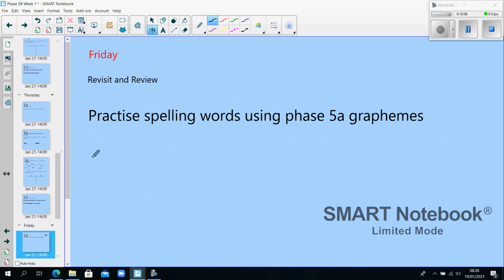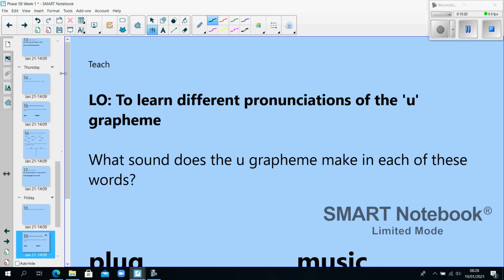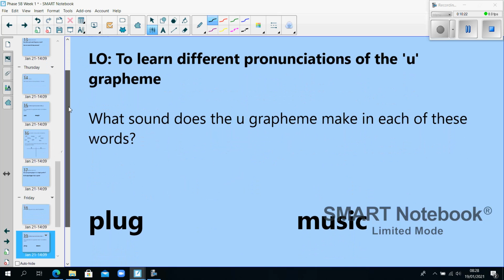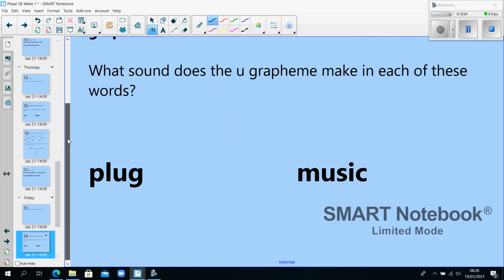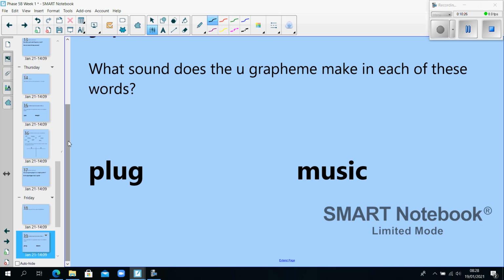Phase 5B, week 1, Friday. I want you to practice spelling words using phase 5A graphemes. So look at your 5A sound mat and practice spelling some words using those graphemes. Today we'll learn different pronunciations of the U grapheme. What sound does the U grapheme make in each of these words?